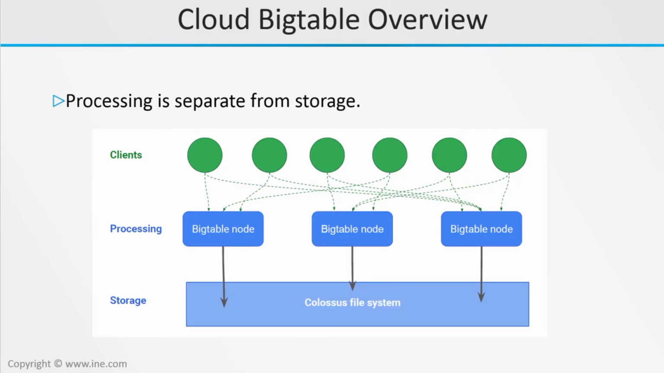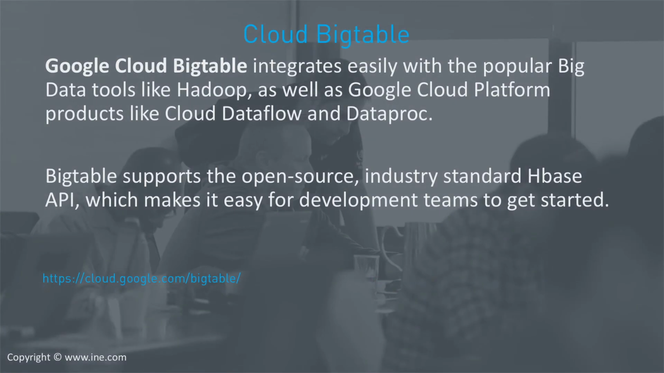When it comes to processing, remember that it's separate from storage, right? You have your clients that are accessing the Bigtable node. Bigtable has a separate process that is writing that to the Colossus file system. This is something behind the Google Bigtable service. This is part of Bigtable. You don't have to worry about anything when it comes to the file structure. You're more worried about how you develop your NoSQL database instances. That's really what you want to worry about.